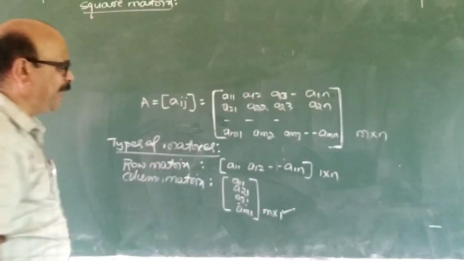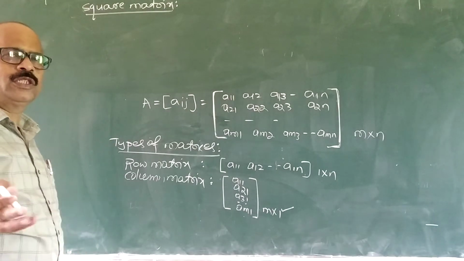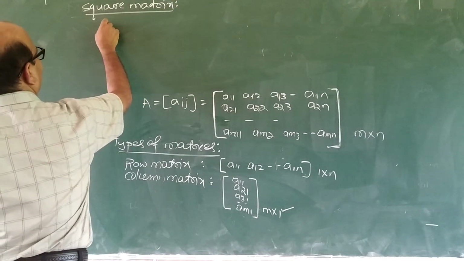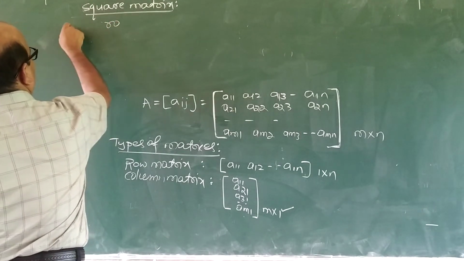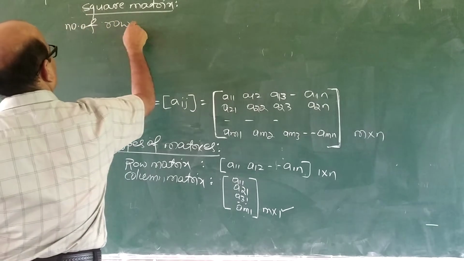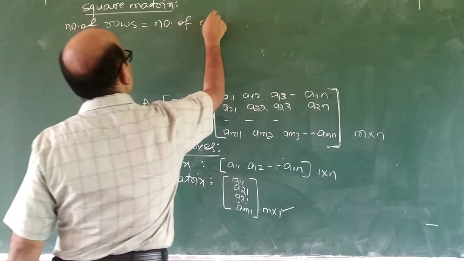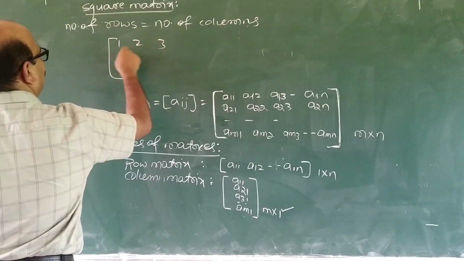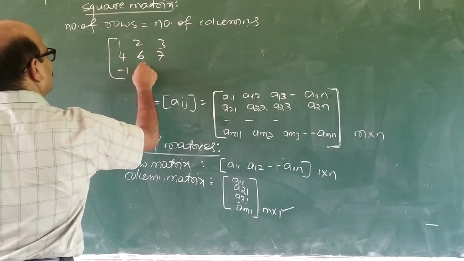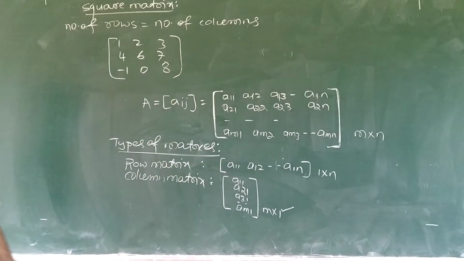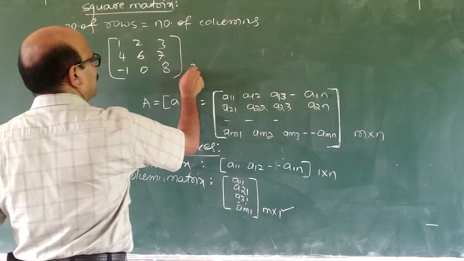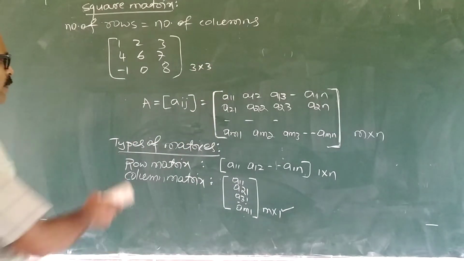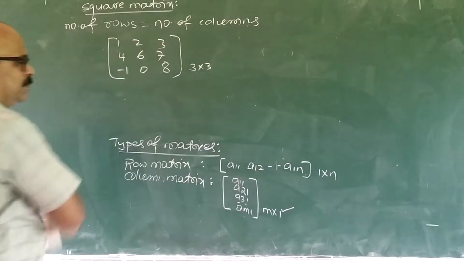A matrix is said to be a square matrix if the number of rows is equal to the number of columns. That is the definition. Example: 1, 2, 3, 4, 6, 7, minus 1, 0, 8. It is a square matrix because it has 3 rows and 3 columns. It is said to be a square matrix of order 3.